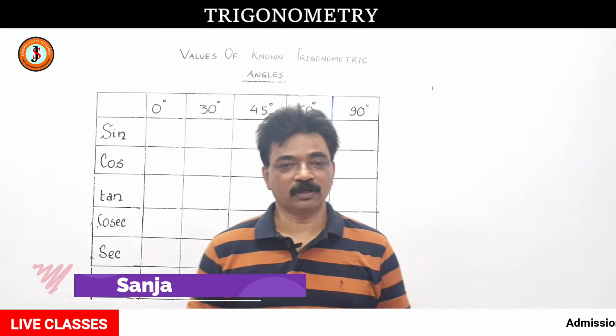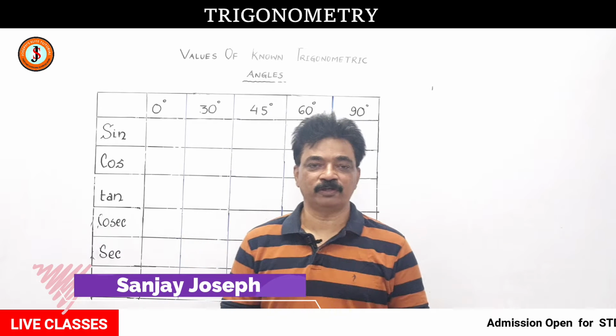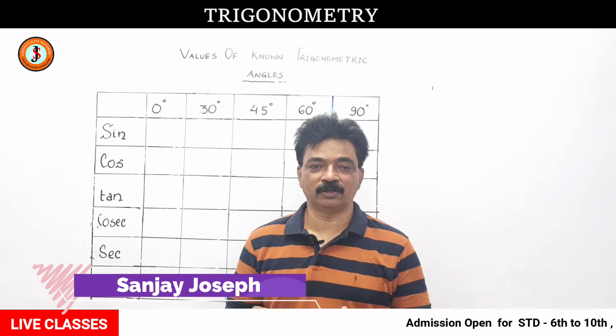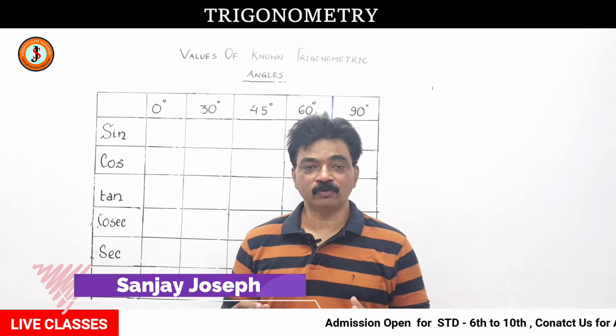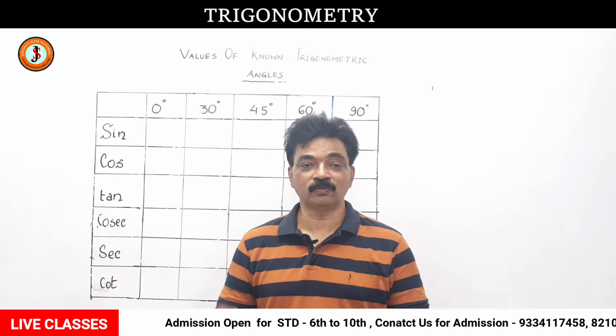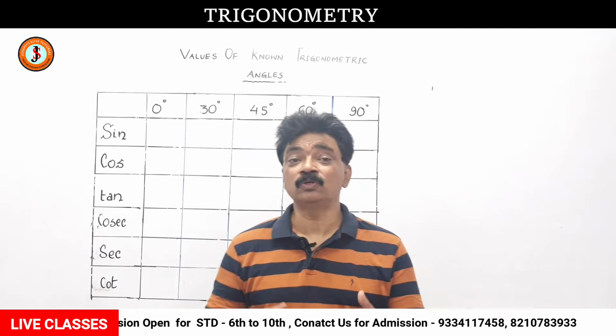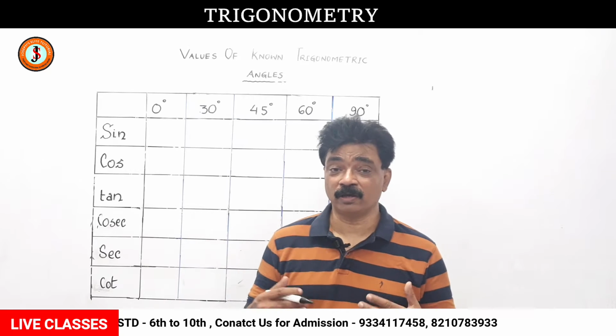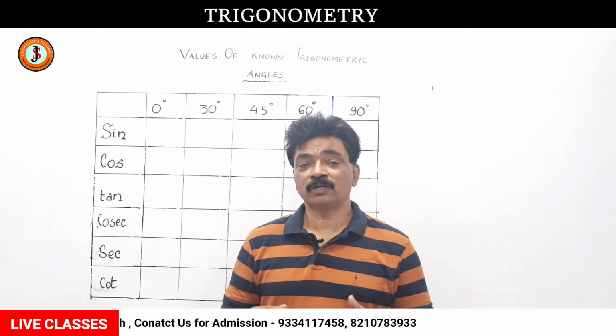Hello students, so now we are into the second part of trigonometry. You have learnt about trigonometric ratios. Now we have to know the values of certain angles which are known to us, or you can say that we should know the values by heart or on our own. So what are those values?